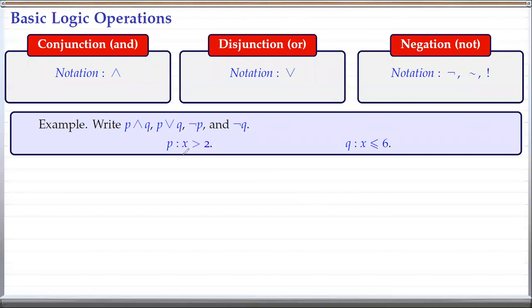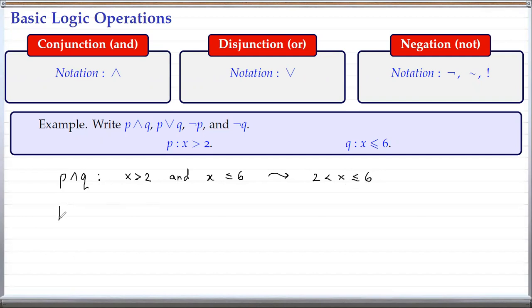Here P is the statement that X is greater than 2, and Q is the statement that X is less than or equal to 6. Now let's write down the combination of P and Q. First one is P and Q. So this means X is greater than 2 and X is less than or equal to 6. Now this we can combine as 2 is less than X is less than or equal to 6.